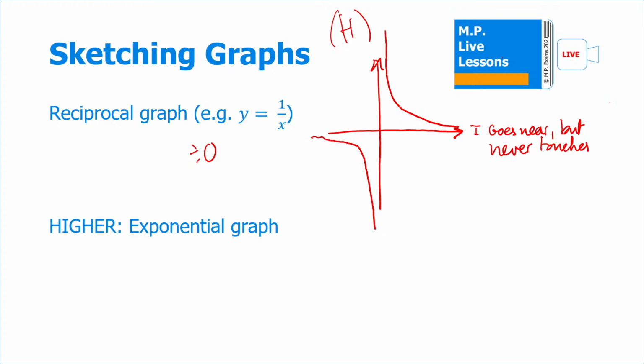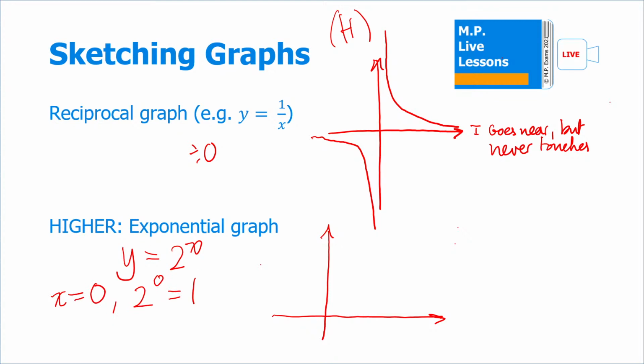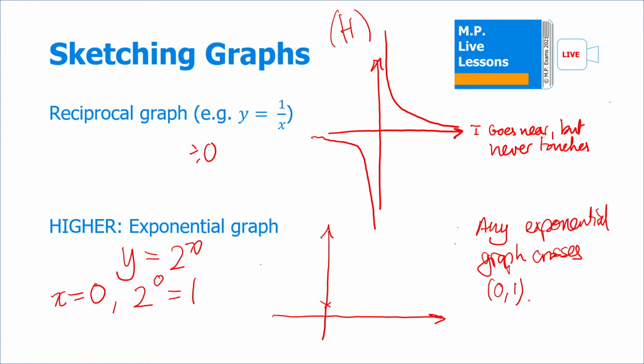And you may need to know as well the exponential graph. And a good thing to know, for example, let's say y = 2 to the power of x. When x is 0, we get 2 to the power of 0 equals 1. So any exponential graph crosses the point (0, 1), like here, because anything to the power of 0 is 1. And what you'd see is that it just shoots up very quickly like this. Whereas here, it goes near but never touches the x-axis.